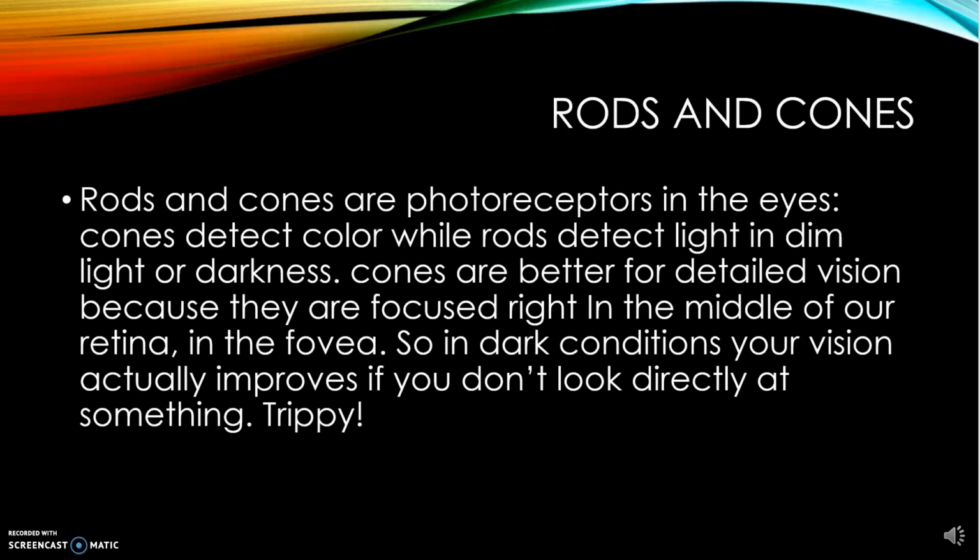So rods and cones are photoreceptors in the eyes. Cones detect color while the rods detect light in dim light or darkness. Cones are better for detailed vision because they are focused right in the middle of our retina, in the fovea. So in dark conditions, your vision actually improves if you don't look directly at something because you have more of the rods on the sides of your visual field.